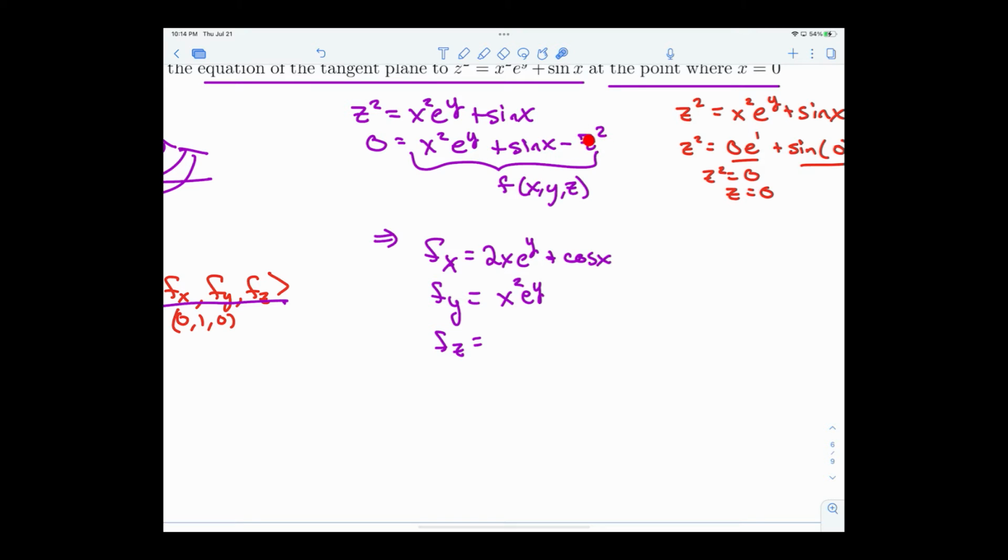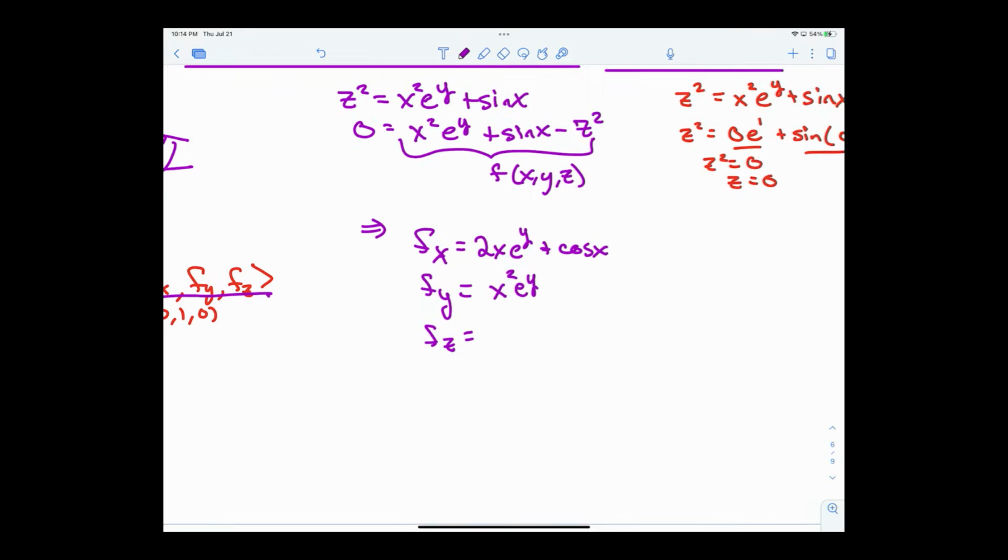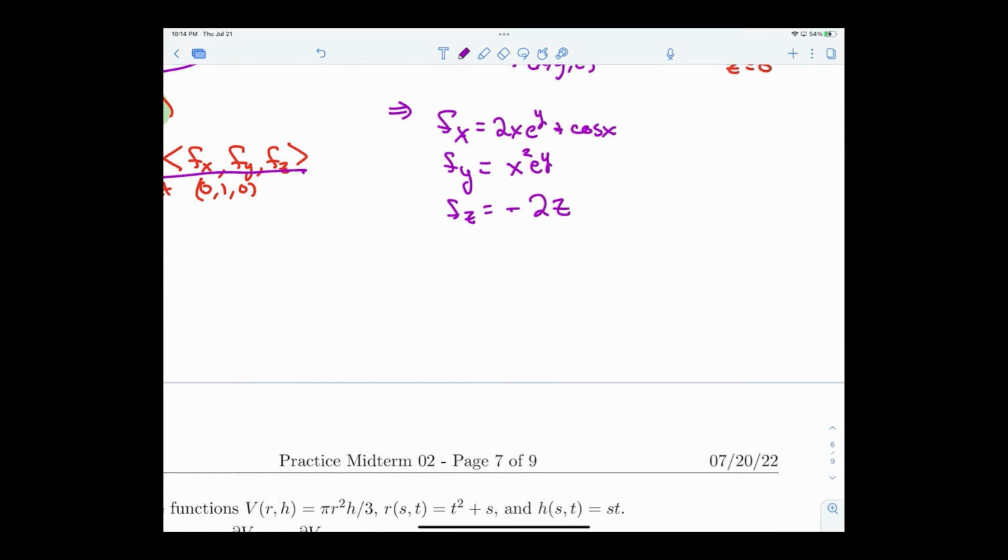Z is only here. The partial with respect to z is going to be negative 2z. Okay, so I have my partials. So we evaluate them at the point that we care about, at 0, 1, 0. That's the point that we care about.